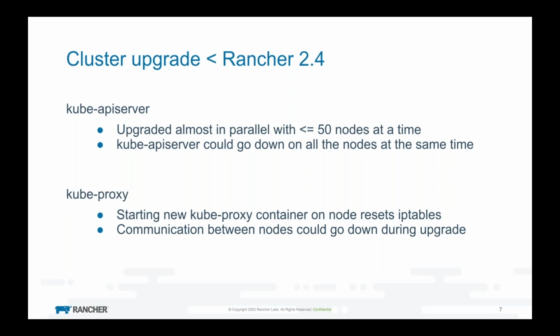Then there's kubeproxy. When upgrading kubeproxy, we stop the old kubeproxy container and start a new one, which resets IP tables, which means the communication between nodes could go down if this happens for all nodes at the same time, and for a brief period, the communication would go down.